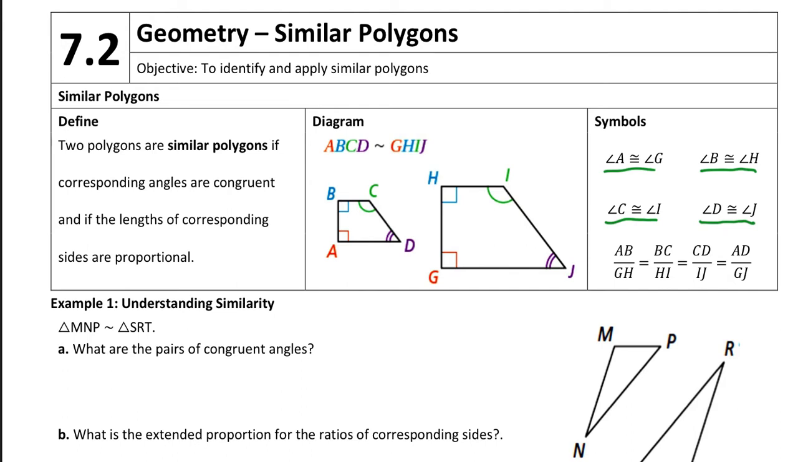The lengths of the corresponding sides are proportional means that this proportion I wrote out means the ratios of corresponding sides are equivalent. So AB over GH is equivalent to BC over HI, CD over IJ, and AD over GJ. So corresponding sides are proportional, meaning corresponding sides written as a ratio are equivalent.